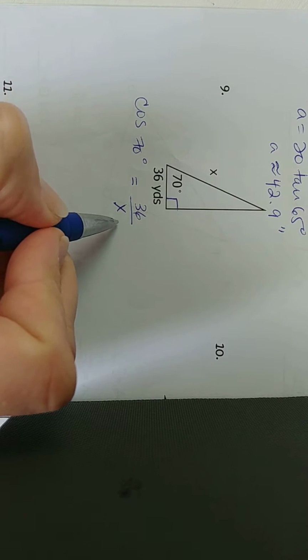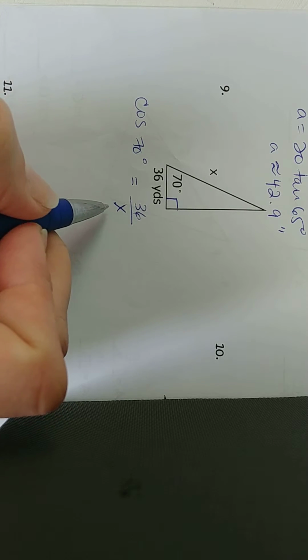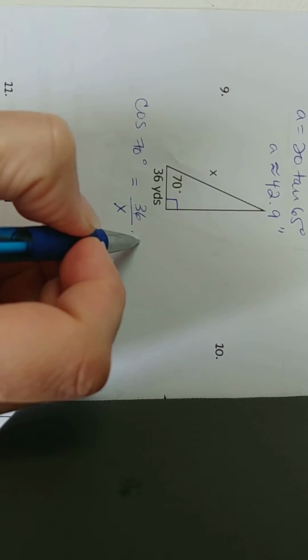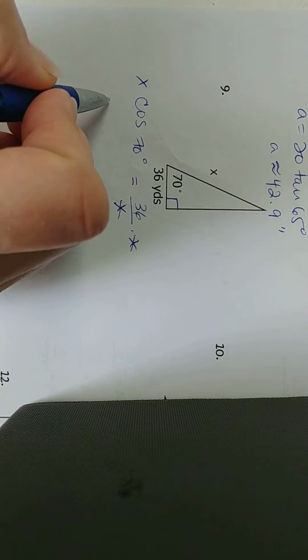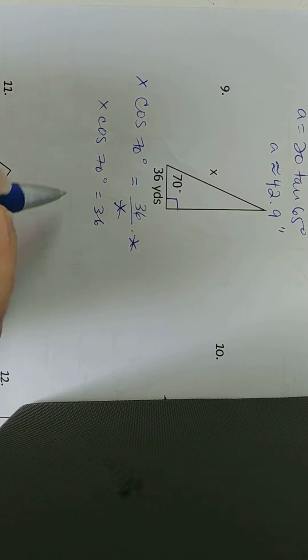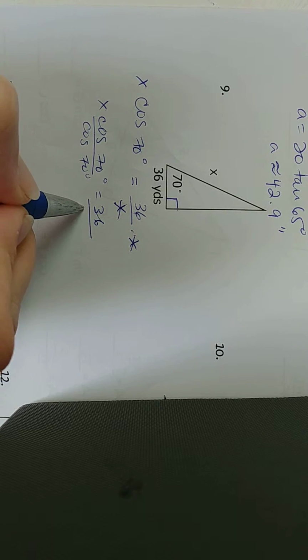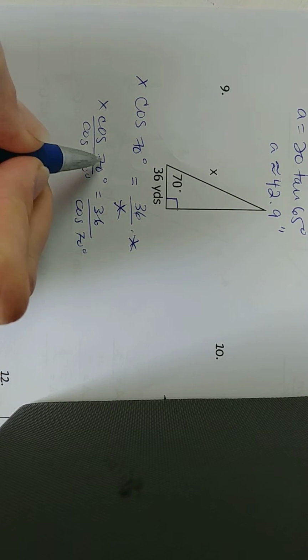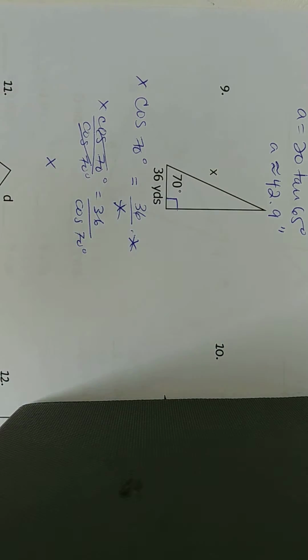So you'll remember from class when we're dividing by our variable, it doesn't really help to worry about the 36. We need to get the x out of there. And the best way to do it is to multiply both sides by x. Okay, so now we have x times cosine 70 is 36. Now since I want to get x alone, I divide both sides by cosine 70. So x is equal to 36 divided by cosine 70.